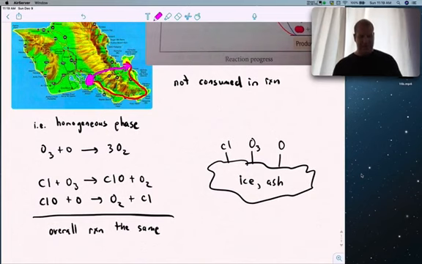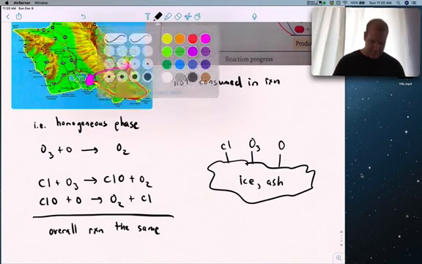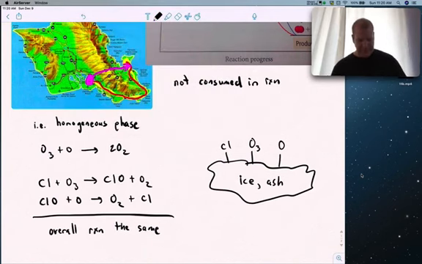So written in the book, the homogeneous phase, this is ozone depletion. Ozone plus oxygen radical makes 2 diatomic oxygens. And if there's a chlorine radical, this can react with ozone to form ClO plus O2. The ClO can react with oxygen radical to form oxygen and chlorine. And then if you look at this, the ClO goes away, and actually this is going to be 2O2. There's a mistake here. 2O2.